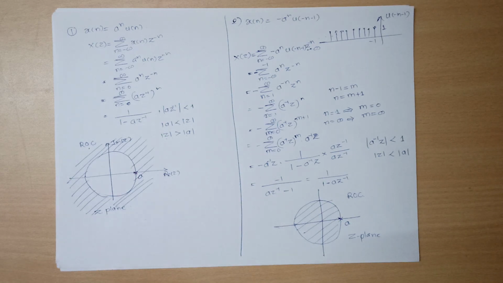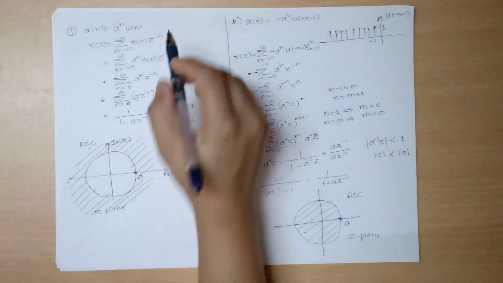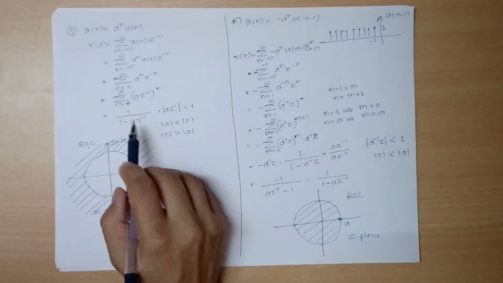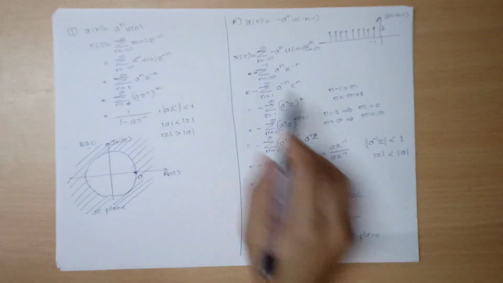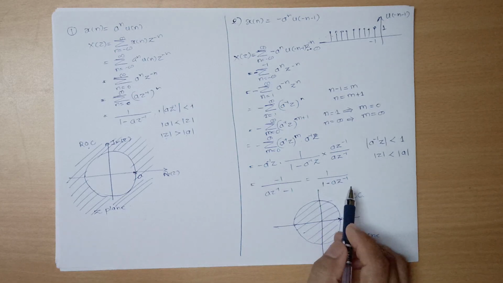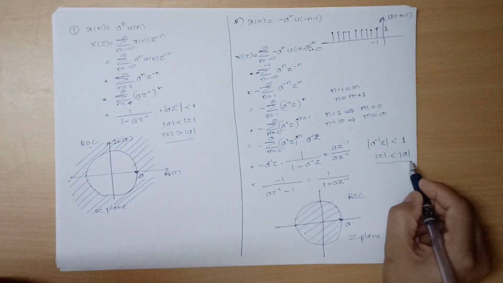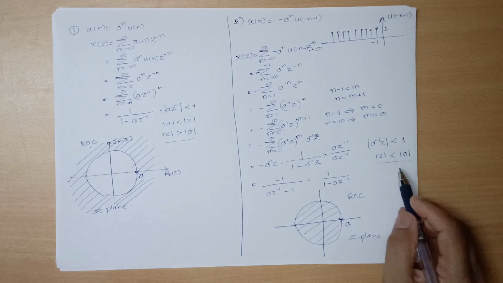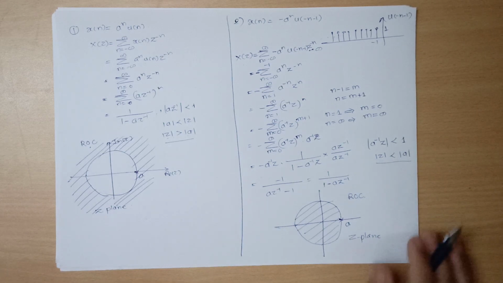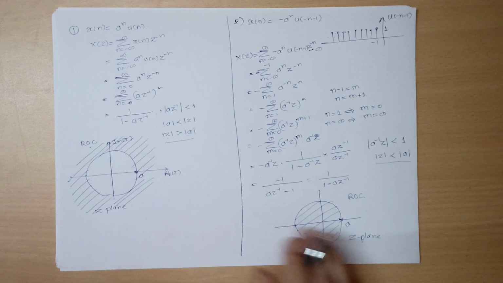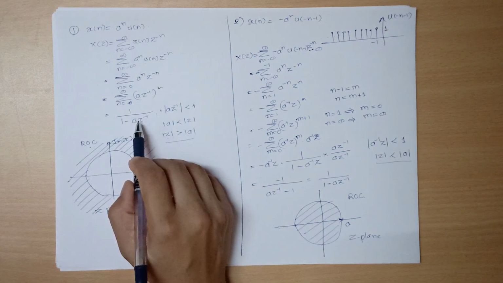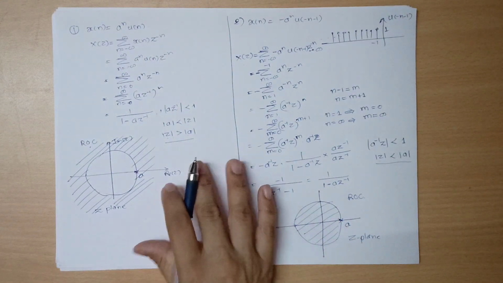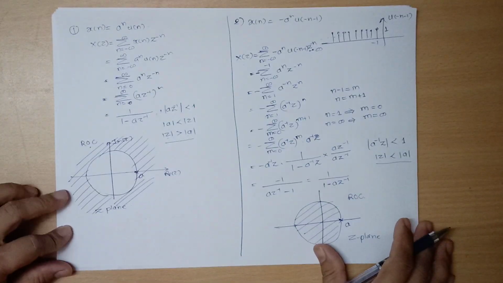Now there is a very important thing to observe comparing these two examples. This is a causal signal, this is an anti-causal signal. For these two different signals, we have the same value of x of z. X of z is the same, 1 divided by 1 minus AZ inverse. But the ROC is different. Mod of z greater than mod of A here, mod of z less than mod of A here. So this is the difference. We need to point out that the ROCs are different for these two examples, but the value of x of z is the same for these two. So mentioning the ROC while solving x of z is very important.